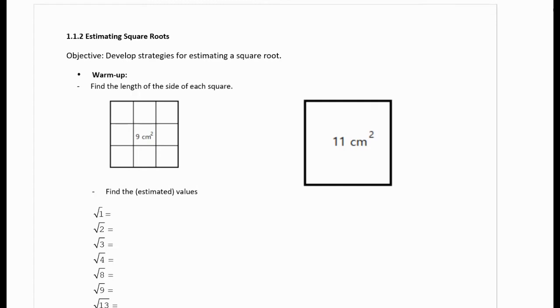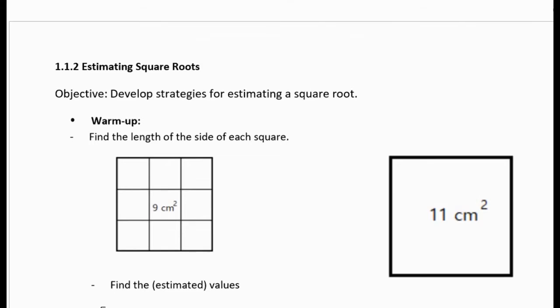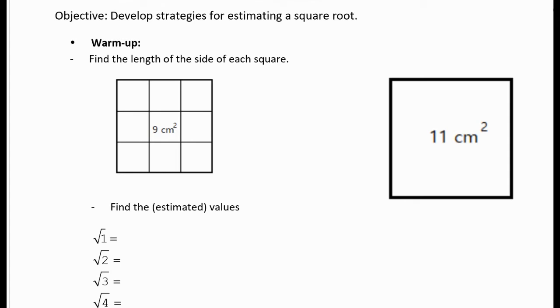Today we're going to learn how to estimate square roots. So today's objective: develop strategies for estimating a square root. Okay, I want you to look at the warm-up question. Find the length of the side of each square.